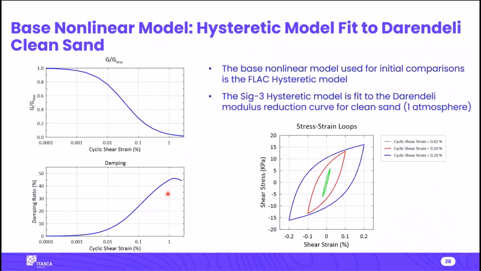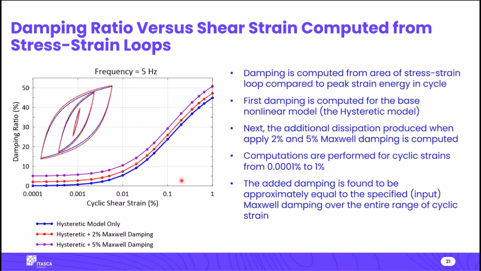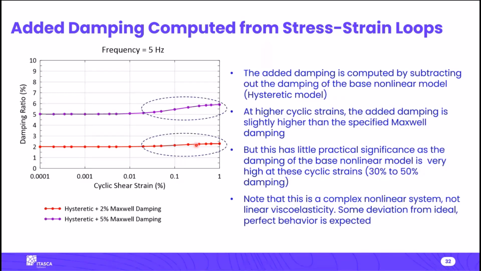But in that range, you're at 30 to 50% damping, so a little bit of extra damping is not such a practical concern there. This isn't exactly the ideal behavior you would want, but the practical significance is pretty small. I want to note that this is a complex nonlinear system. It's not linear viscoelasticity, so some deviation from ideal and perfect behavior at larger strains should be expected. I mean, we're not in Kansas anymore. This isn't linear viscoelasticity.